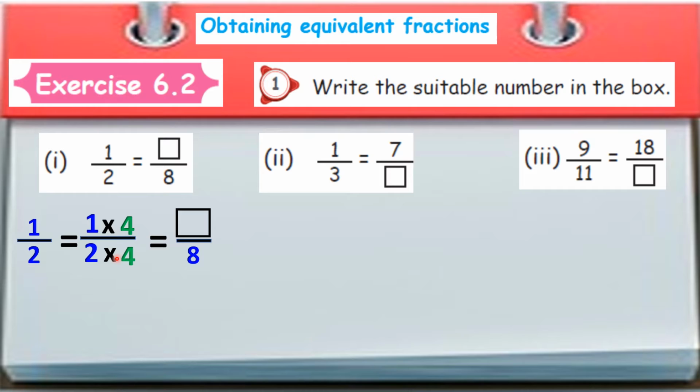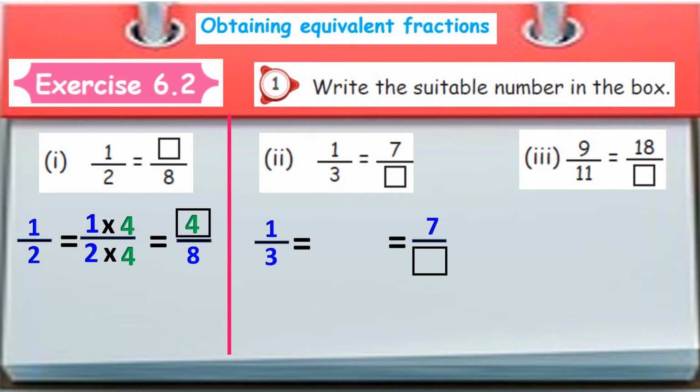Now, I will get the answer. 1 fours are 4. So, 4 is the answer. Put it in the empty box. Right? So, this is the procedure to find the equivalent fraction. So, hereafter, you do it once you see the video, and then you try by yourself for any fraction. Clear? Fine.